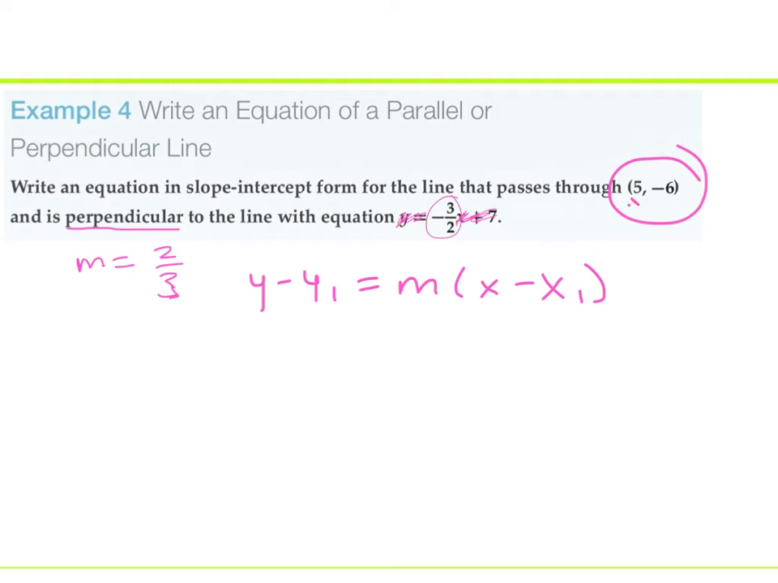And our point here is our x1 and y1. And then our slope is here. So now we just plug all three things in. We plug in our x1, our y1, and our slope. So this is y minus -6. So what would minus a negative number turn into? Y minus -6, what does this change to? Positive. Plus. So y plus 6 is equal to 2/3 times x minus 5.